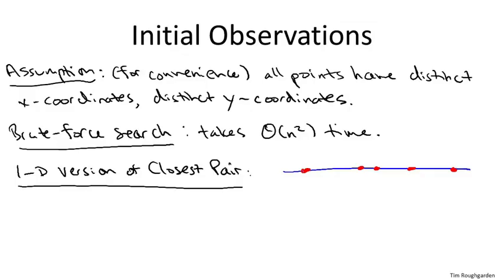So, a way to solve the closest pair problem in 1 dimension is to simply sort the points, and then of course the closest pair better be adjacent in this ordering, so you just iterate through the n-1 consecutive pairs and see which one is closest to each other.